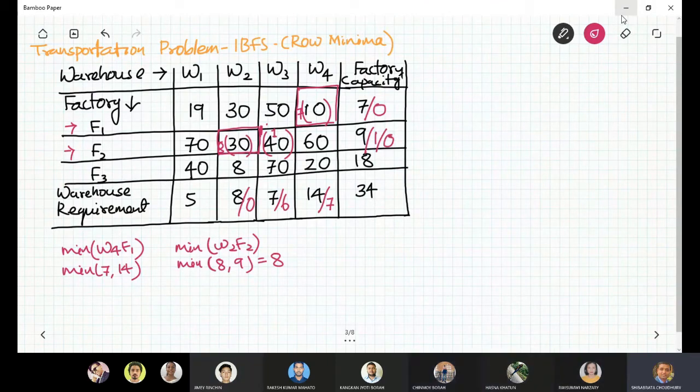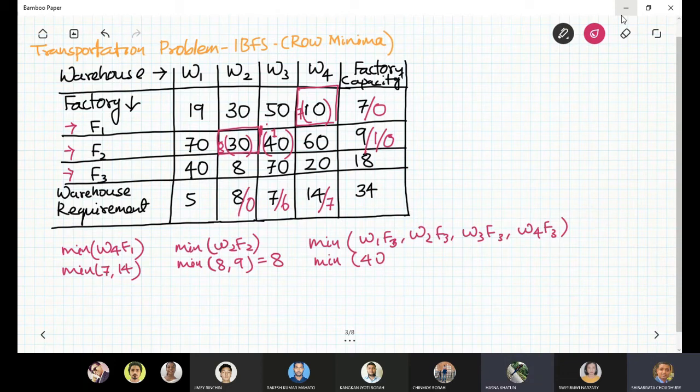Okay, so now I'll come down to my third row. In the third row, which is the lowest value over here? That is 40, 8, 70, 20. The lowest is 8. 8 is this one, right? So again, I'll come down to the minimum of W.